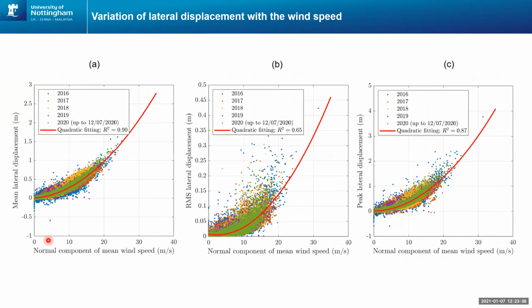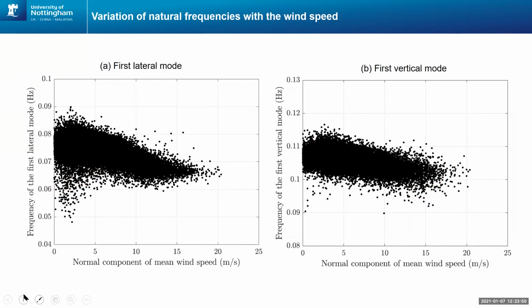The lateral response for all years, we've got a clear second order behavior, both in terms of the mean, the root mean squared, and the peak displacements. Just to highlight that there is an influence of the wind speed on the natural frequencies of the structure, both for the first lateral mode shown in the left-hand diagram and the first vertical mode in the right-hand diagram. So maybe not a significant trend, but there's a clear trend there that as we increase the wind speed, we're reducing the natural frequencies.